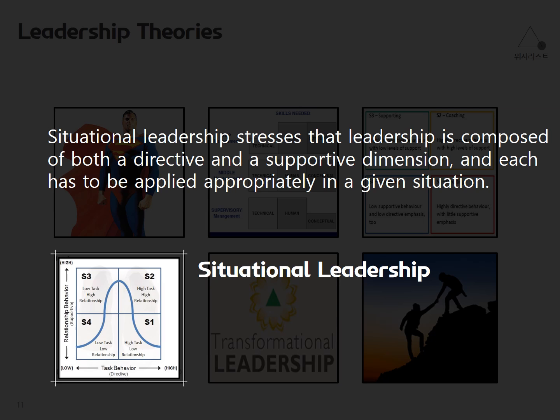Situational leadership theory argues that there is no one-best-way, one-size-fits-all model. Certain traits and skills and styles fit better in one situation than another. So the leader must adapt. Situational leadership stresses that leadership is composed of both a directive and a supportive dimension, and each has to be applied properly in a given situation. To determine what is needed in a particular situation, a leader must evaluate her or his employees and assess how competent and committed they are to perform a given task.